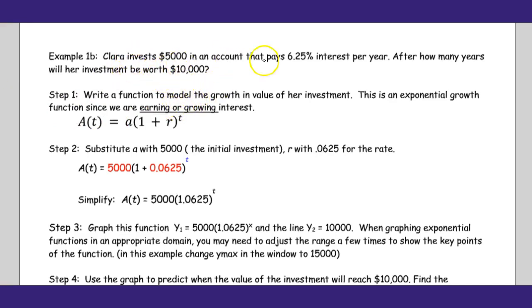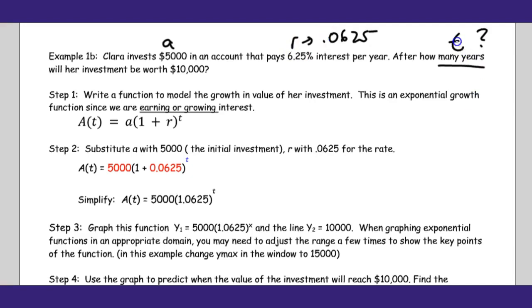This one says, all right, so let me restart. Claire invests $5,000 into an account, right? That's our initial, that pays 6.25% interest per year. After how many years will the investment be worth $10,000? All right, so this one's a little different. We don't know how many years. After how many years means T. We're looking for T. And our R, we need to convert to 0.0625.